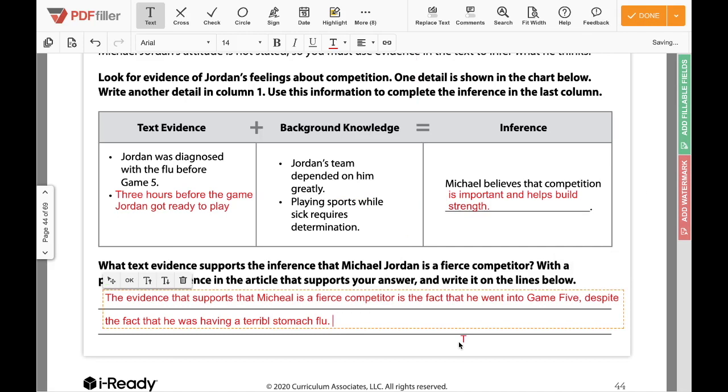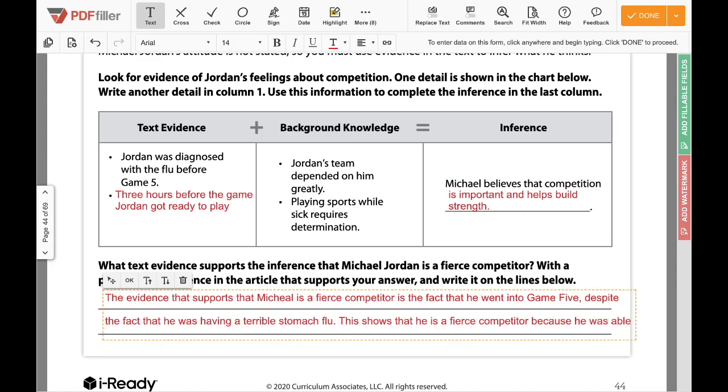Now we need to explain how that evidence supports the fact that he's a fierce competitor. So we would say, this shows that he is a fierce competitor because, and then how does that prove he's a fierce competitor? Let me fix this E. Because he was able to play through his illness.